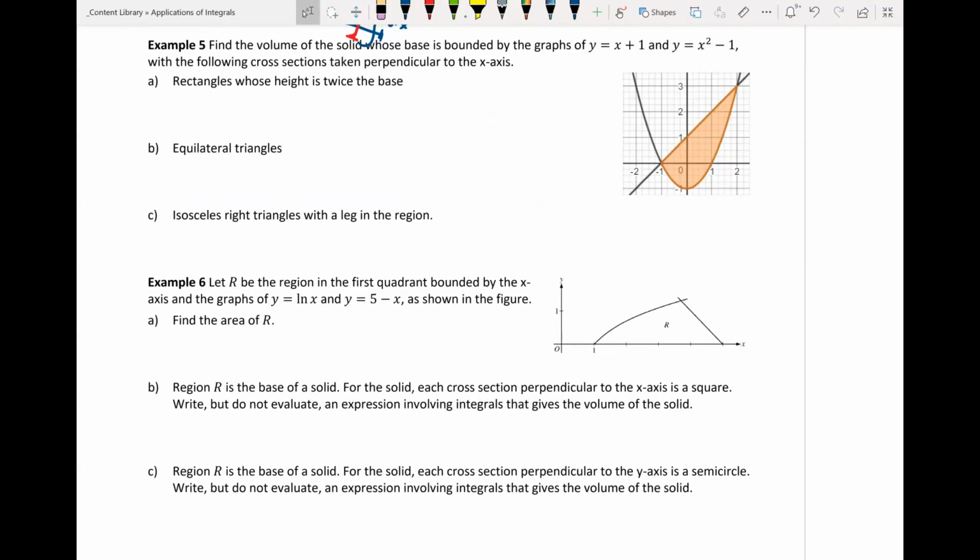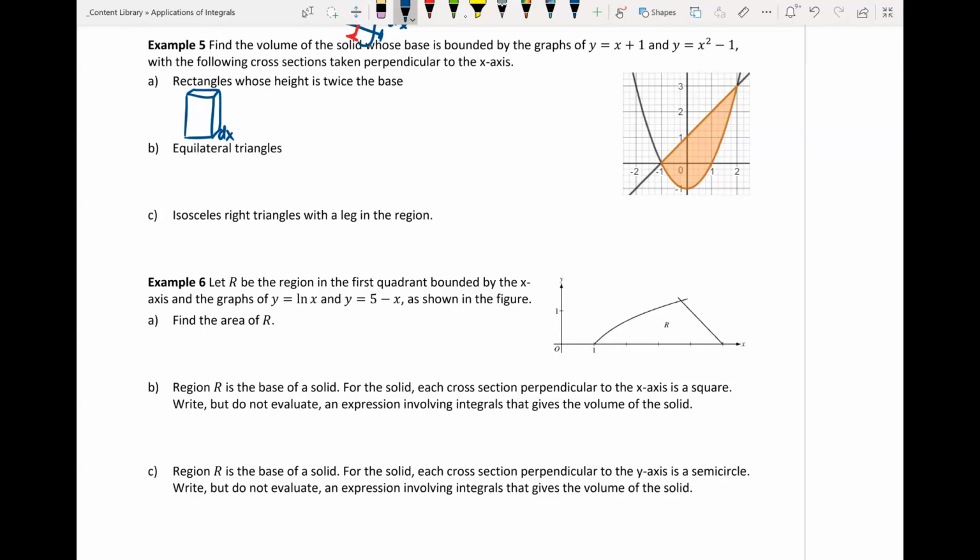Example 5, we want to find the volume of the solid whose base is bounded by y equals x plus 1, y equals x squared minus 1, and our cross sections are perpendicular to the x-axis. For A, we're looking for a rectangle that is twice the base. So here's the slice we are looking at. That is our width. If we know the base, then we're also going to know the height, or vice versa, because the height has to be twice the base.